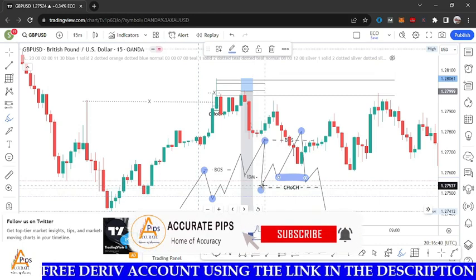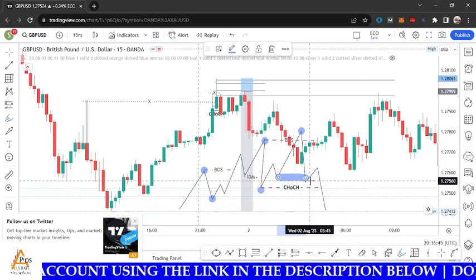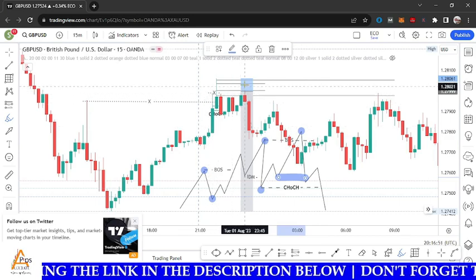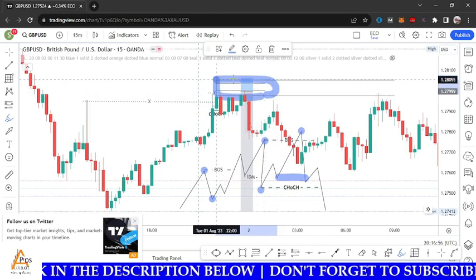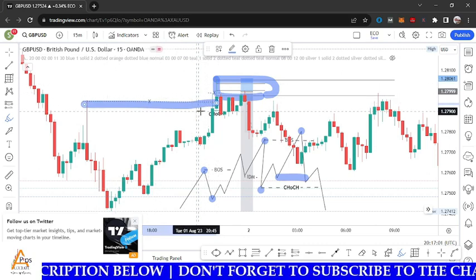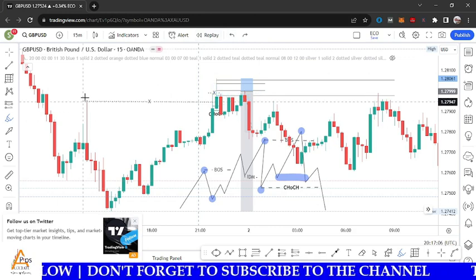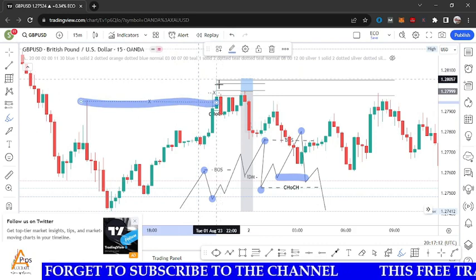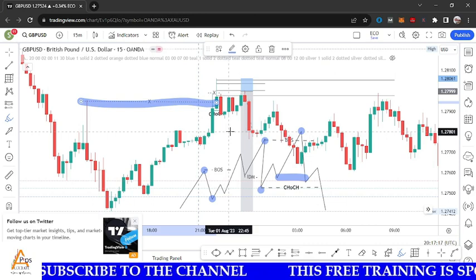Now the second type of change of character is, let's say, on the 15 minute, like we saw in the example here. In the 15 minutes here, this is our order block, our first order block. So let me mark this one. This is our first order block. Price swept it. Then we are now going into the lower time frame to make our entry, okay.